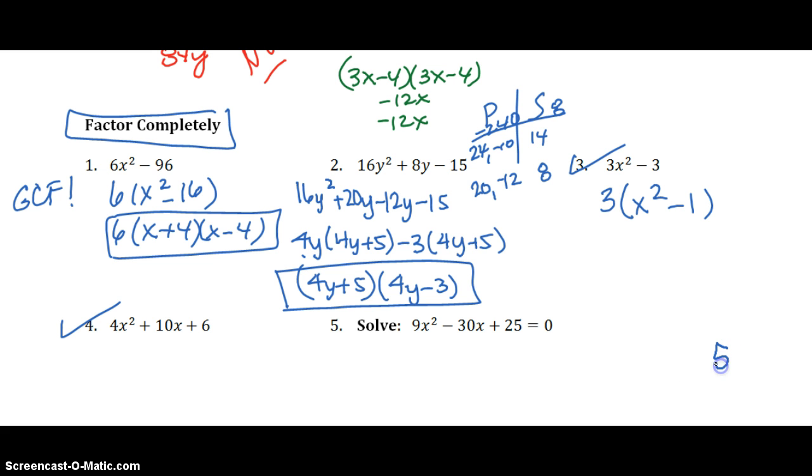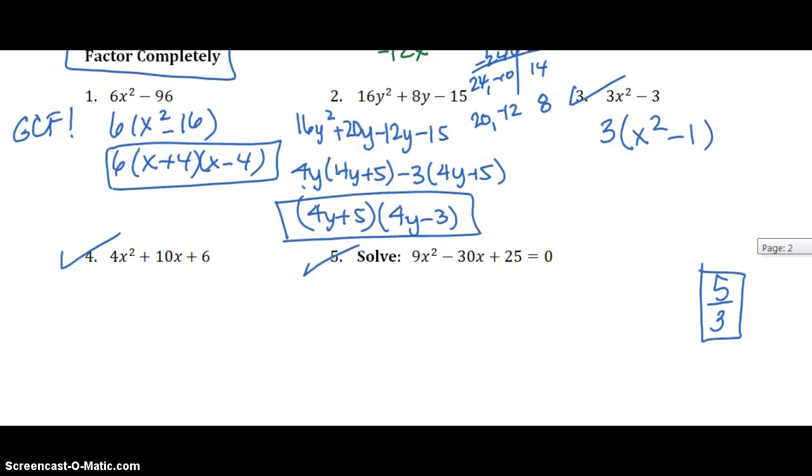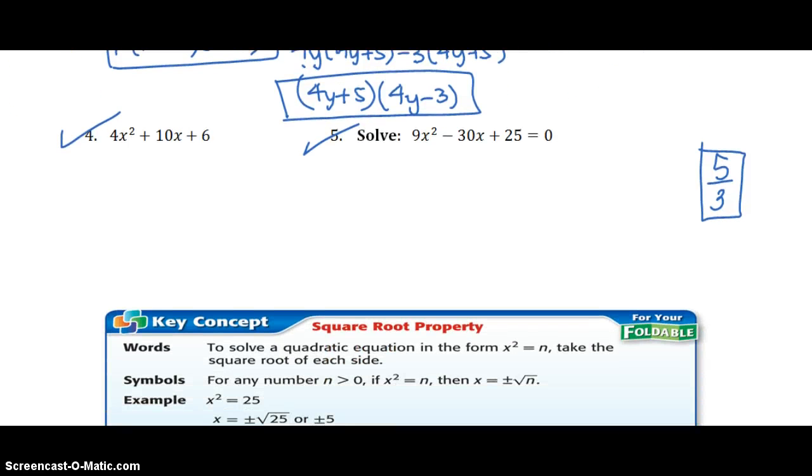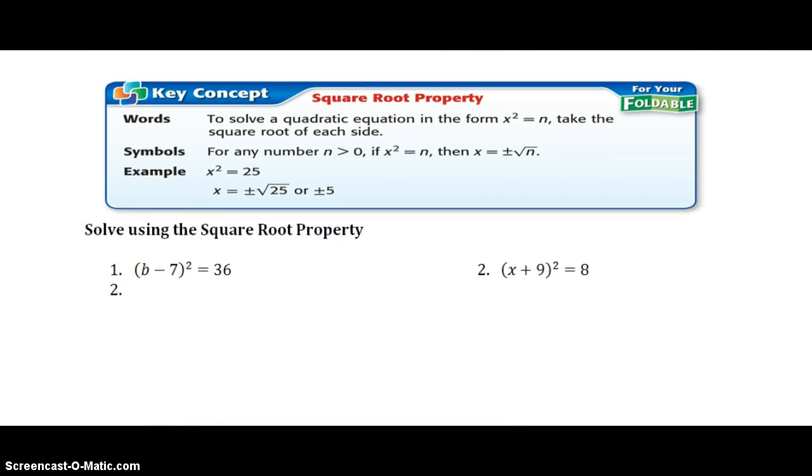Let me tell you the answer. The answer is going to be a positive 5/3. So see if you can work number 5 and get positive 5/3 as the result of that perfect square trinomial.